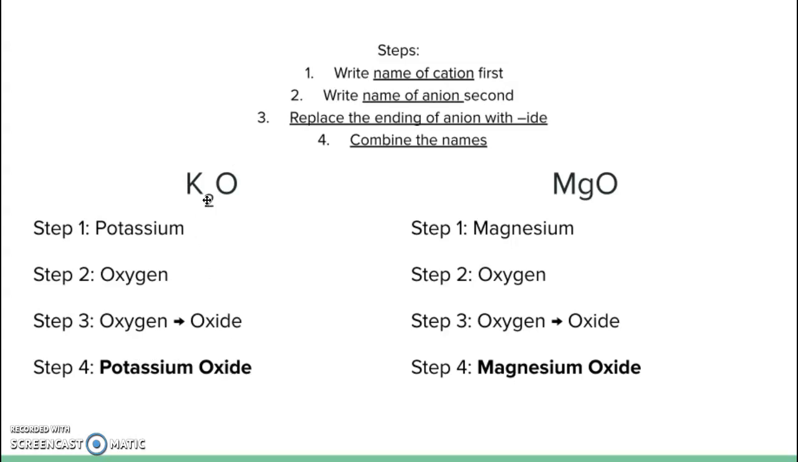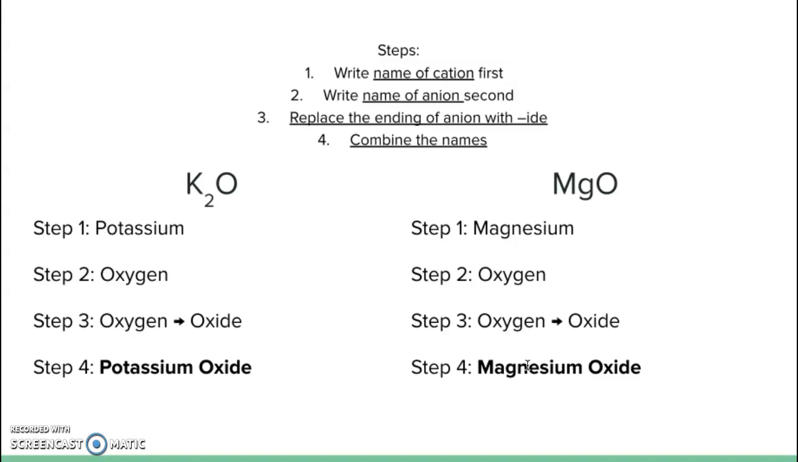Notice how I do not include any part of the subscript or the charge, okay? Let's look at MgO. My cation's magnesium. My anion is oxygen. I change it to "ide," making it oxide, and it becomes magnesium oxide. All right, again, notice no charges are mentioned, and no subscripts are mentioned, okay?